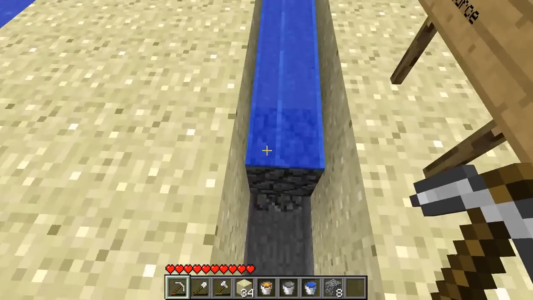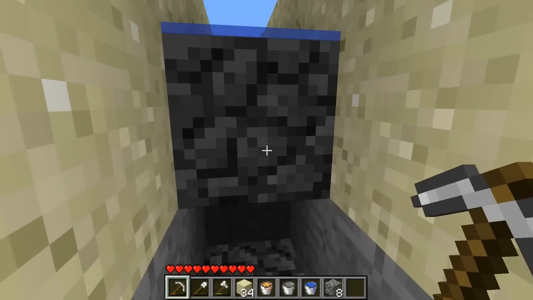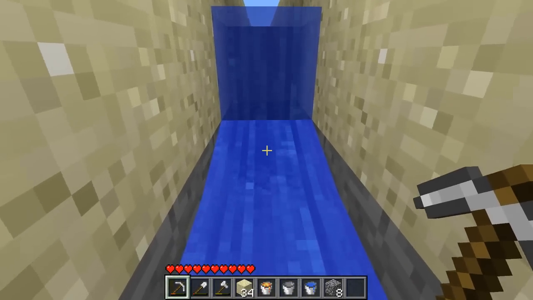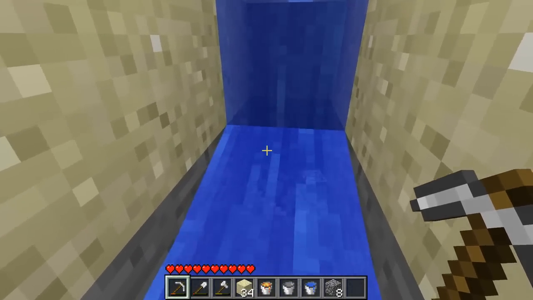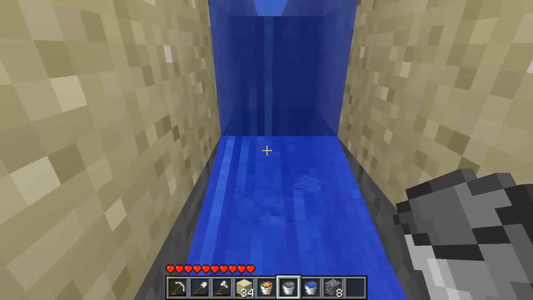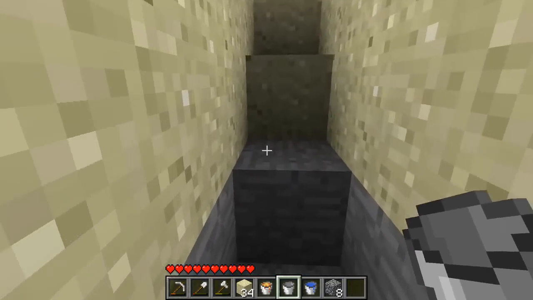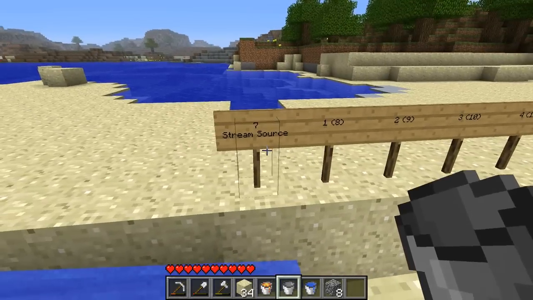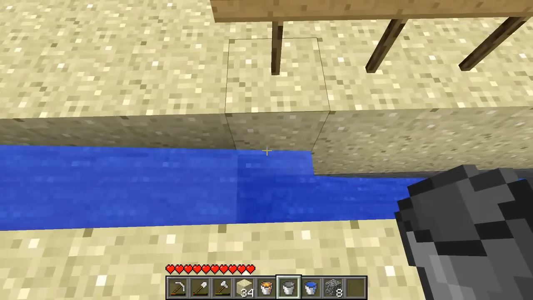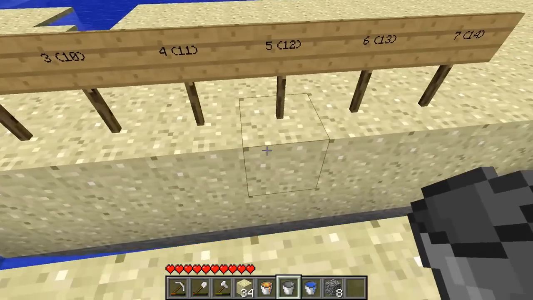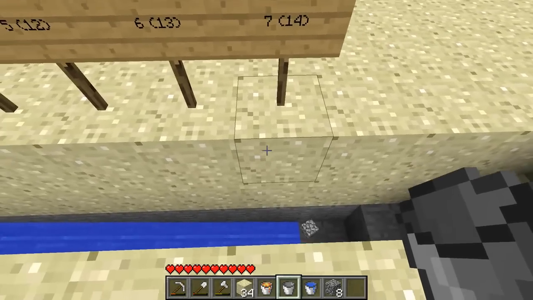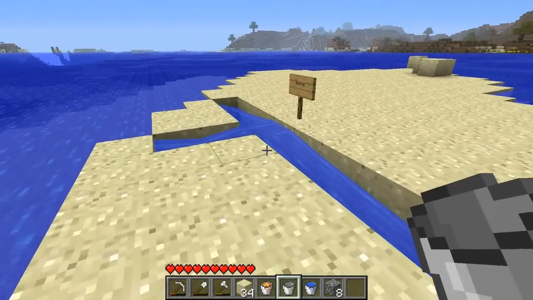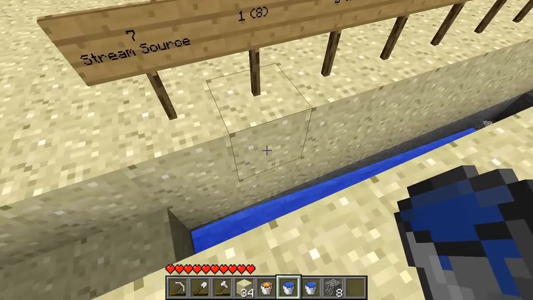A water stream that hits the ground after flowing downward will create a new type of block that I refer to as a stream source. You cannot pick this block up. It acts just like a regular water source, except that you can't pick it up, and it will also spread 7 blocks away from the source. So this is 14 blocks away from our original water source. If we remove it, it removes all these water blocks.